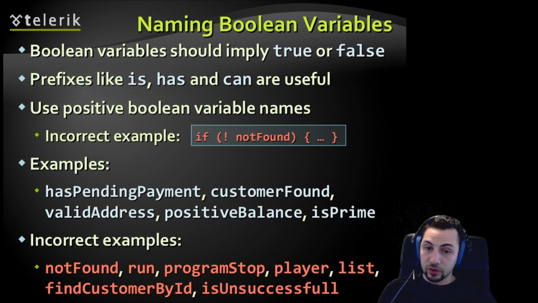found, converted, has pending payment, is prime. Okay, all of those are valid names. But anything with a negation in front of it gives you a double negative. You want to avoid those. Okay.